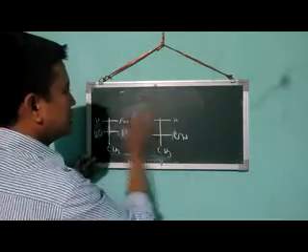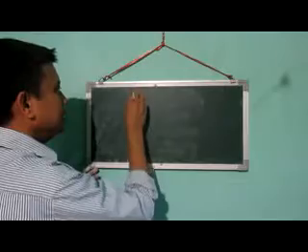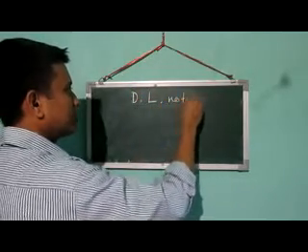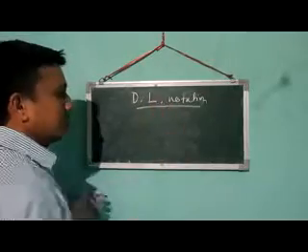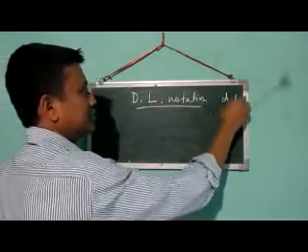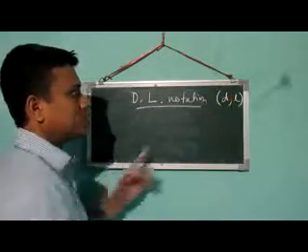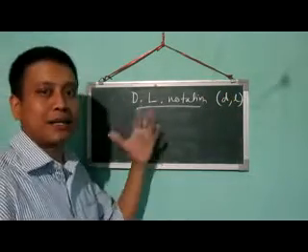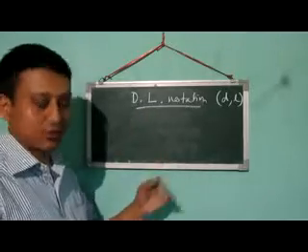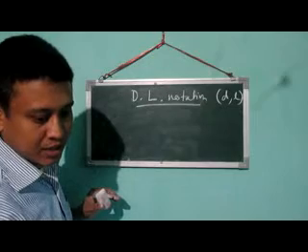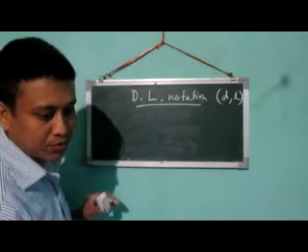Next one is D and L. D and L nomenclature. Now this is not nomenclature, it is called a notation, DL notation. Okay, so there are two types of D and L. You will find it written in the books. One is small d and small l, one is capital D and capital L. Now I am going to talk about capital D and capital L, small d and small l I will talk about later.